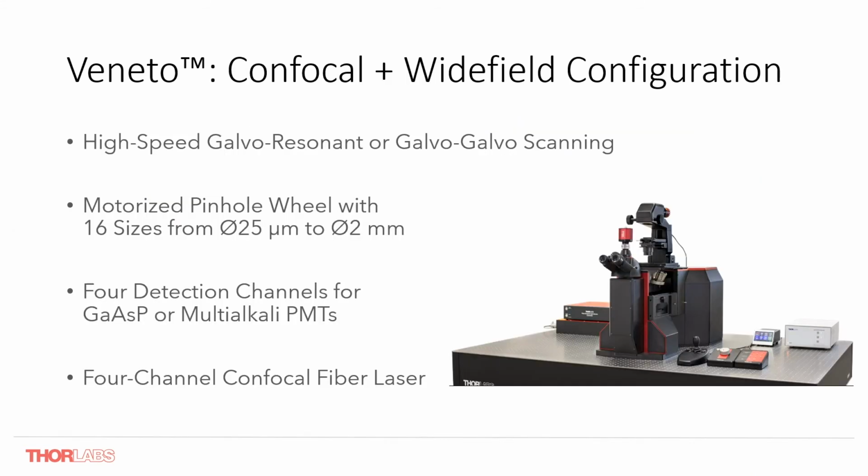Now that we are familiar with the platform, I want to show 2 common configurations of the Veneto. First, which is pictured here, is a configuration that includes our galvo-resonant confocal with wide-field fluorescence. As you can see, the entire scanning and detection system is contained within the platform, and the external components are the fiber-coupled laser launch, the stage controller, and the LED illumination controllers.